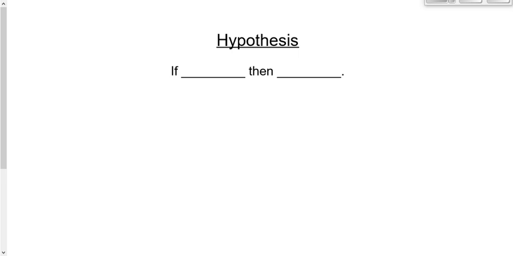Now, for the first time, you're doing a lab this year where you have to identify a hypothesis. A hypothesis is going to be an if-then statement. So if the radius does this, then the speed will do this. Does that make sense? So you're going to basically fill in those blanks. If the radius, if r, then v does what?